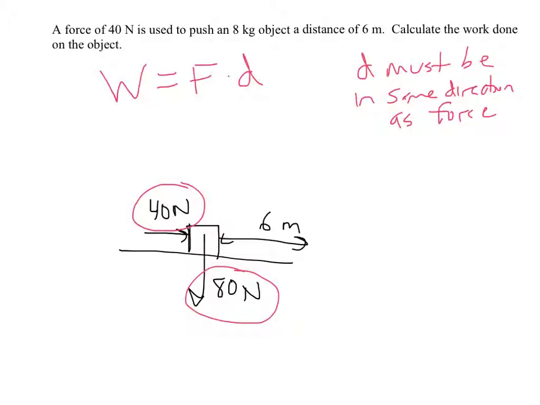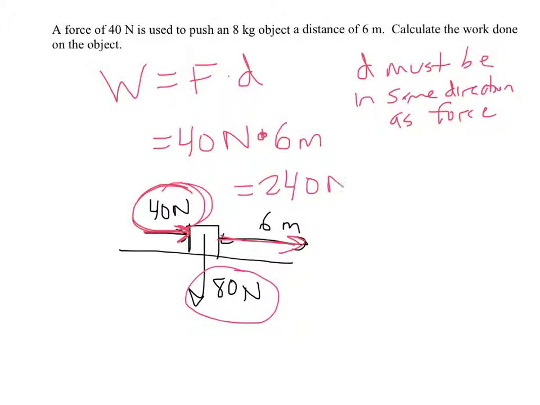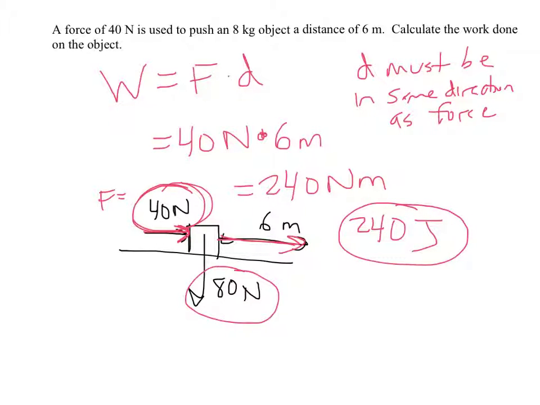Well, look at the direction the box is moving. The box is moving along the ground, and that's the direction we're pushing in, so that's the force we're going to use. To calculate the work, it'll be 40 newtons, that's the force used, times the distance it moves in the direction of the push. So if I push to the right and it moves 6 meters to the right, 40 times 6, I get 240 Newton meters, and a Newton meter is just another way of saying a joule. So the work done in this problem is 240 joules. This was F, and this was D.